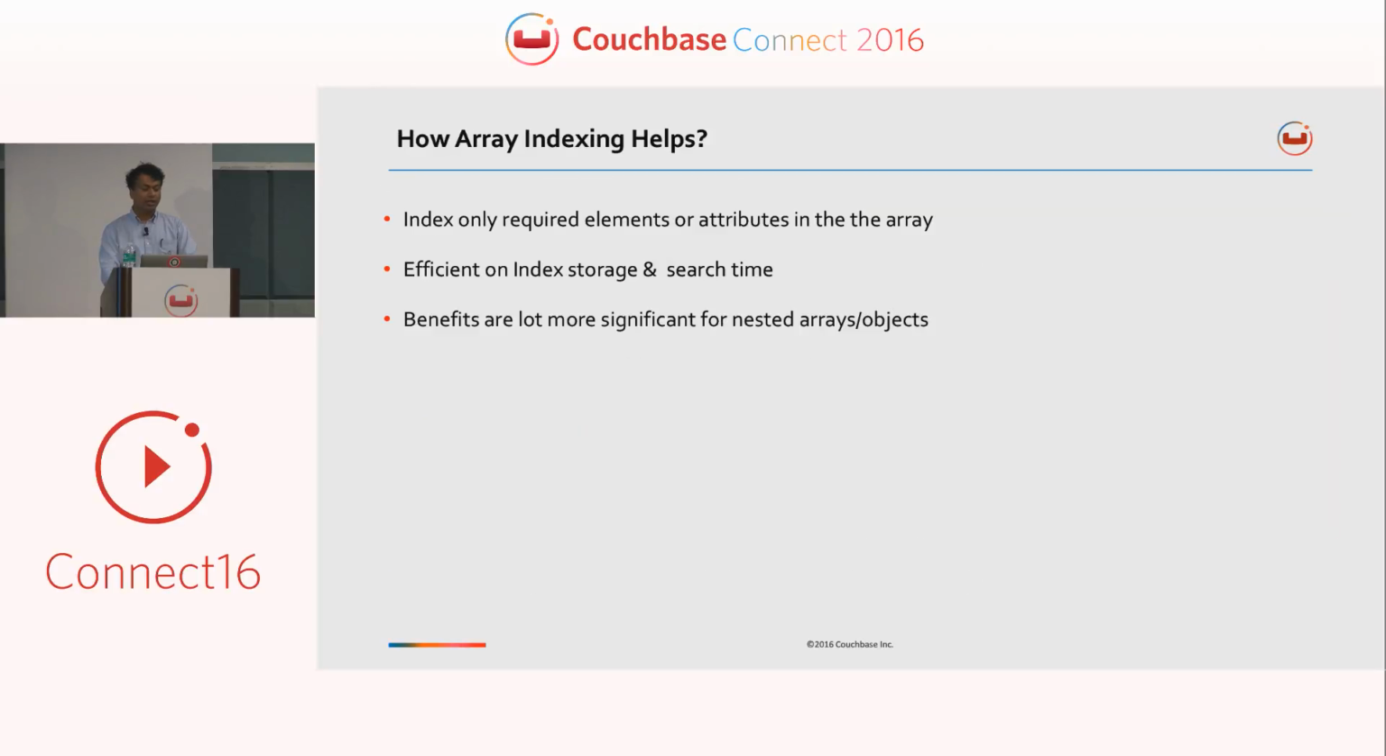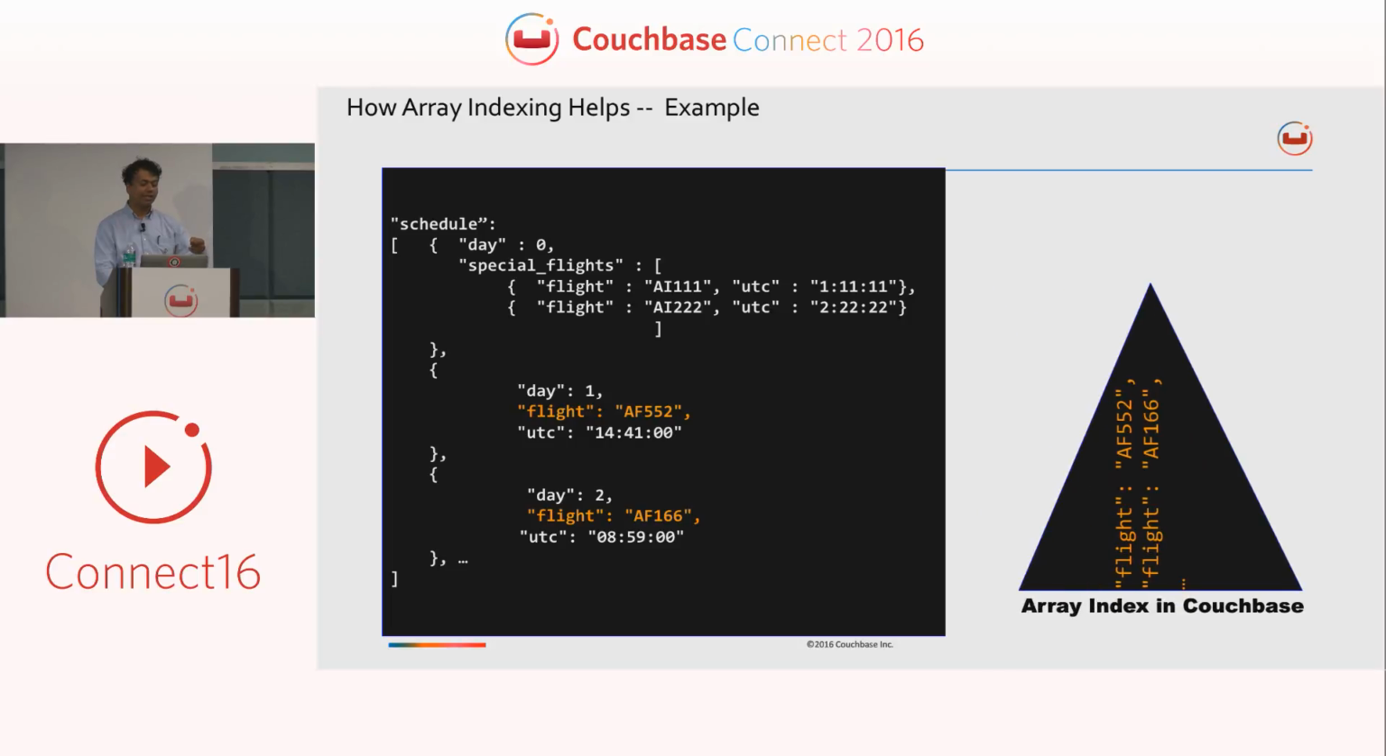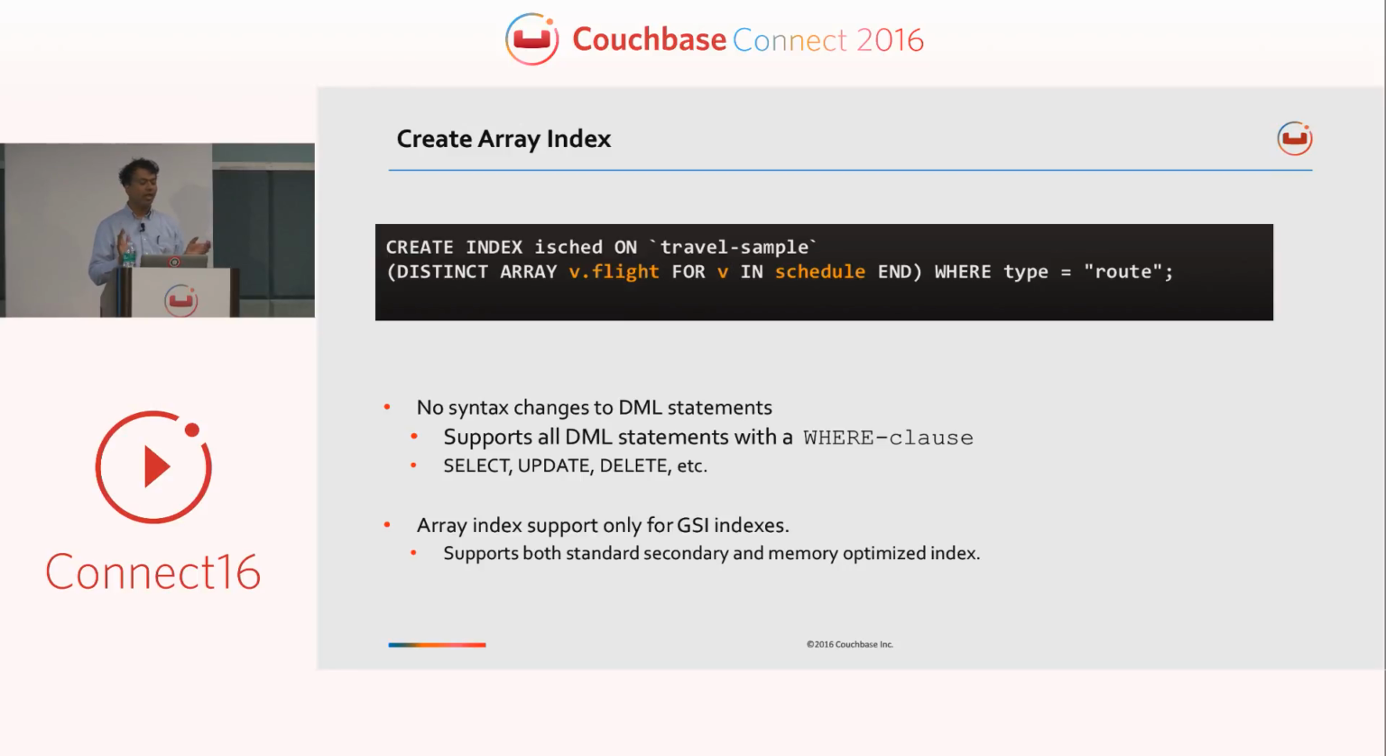So let's get into the details of array indexing, right? Here is the example. I have a document schedule which has an array of flight details. Here there are two pieces of flight information. I want to index only the flight information because my queries are going to be based on flights. I don't want to index any other thing. So here you create an index, and this is the array expression that forms the index key, right?